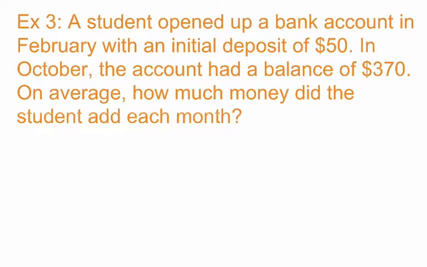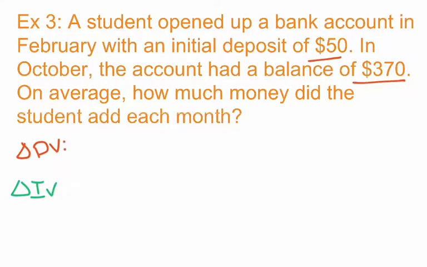All right, for our third and last example, it says a student opened up a bank account in February with an initial deposit of $50. In October, the account had a balance of $370. On average, how much money did the student add each month? Okay, so we're looking for our dependent variable and the independent variable still. So we have our change in the dependent variable and our change in the independent variable. So here we have our first problem where we actually have some money in it. We also have time, but we do see that we have money. So we have $50 and we have $370.